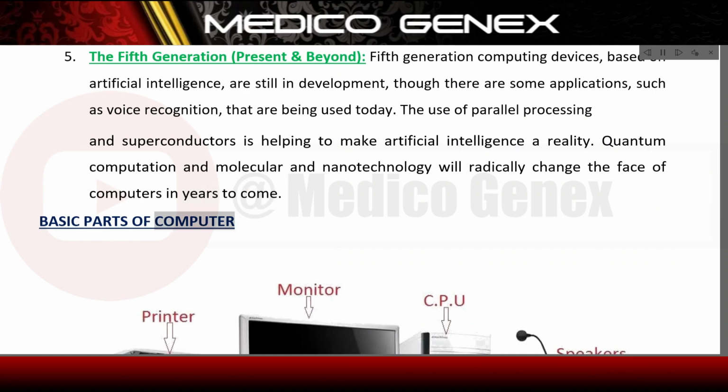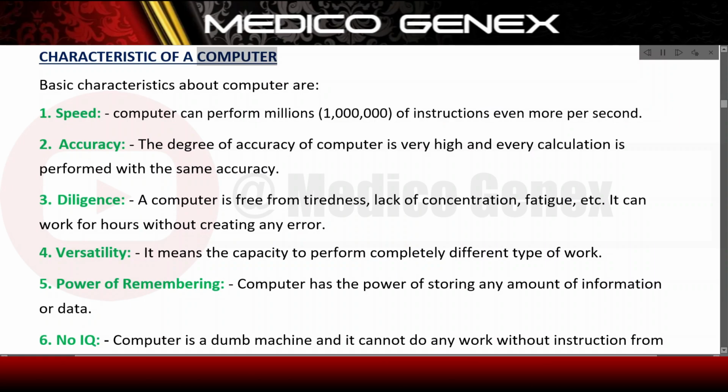Basic parts of computer. Characteristics of a computer. Basic characteristics of a computer are: Speed. Computer can perform millions, 1 million, of instructions and even more per second. Accuracy. The degree of accuracy of a computer is very high and every calculation is performed with the same accuracy. Diligence. A computer is free from tiredness, lack of concentration, fatigue, etc. It can work for hours without creating any error.